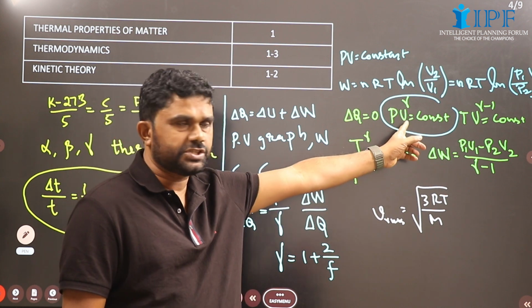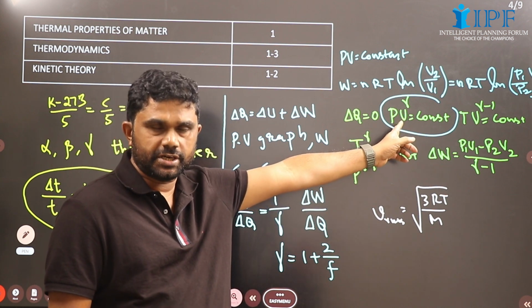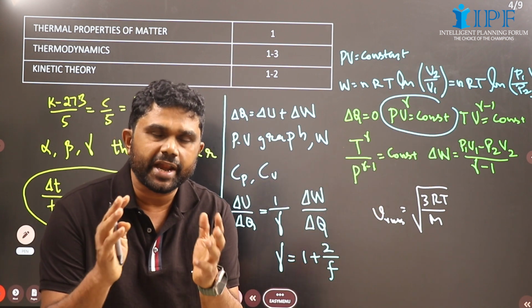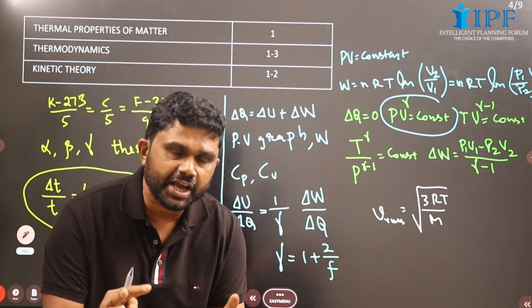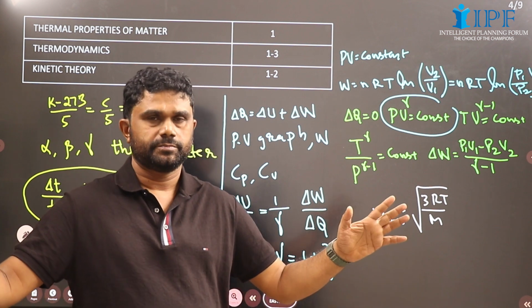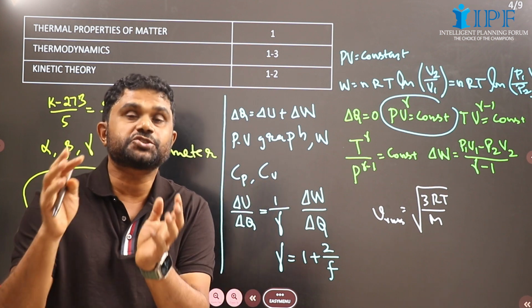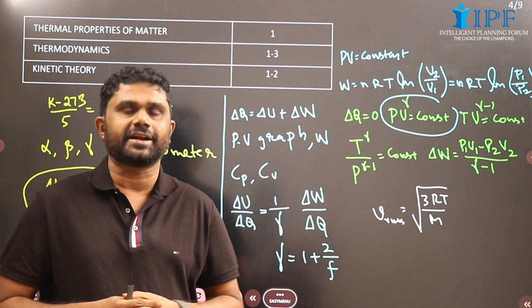See, if you know PV raised to gamma equal to constant, from that you can easily get these two. See, PV equal to nRT is true for any ideal gas under any condition. Then PV by T equal to nR is true for any ideal gas under any condition.